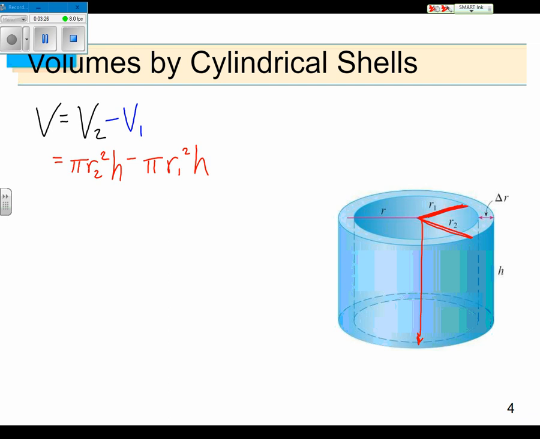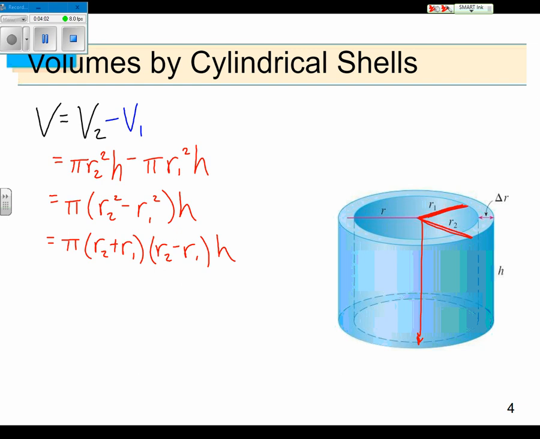Now I've got some repetition in here. I see that I have pi in common in both of these terms. And I have an h in common. So just for fun, I'm going to pull the pi off the left side of the equation, and I'm going to pull the h off the right side of the equation. So what that leaves me with is something that factors on the inside. It's just a difference of 2 squares, isn't it? Hope so. I've been teaching it like that for a while.